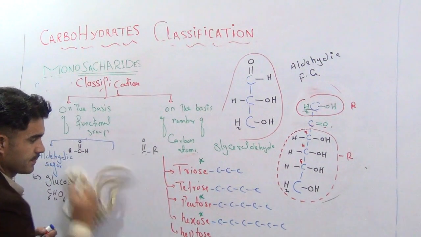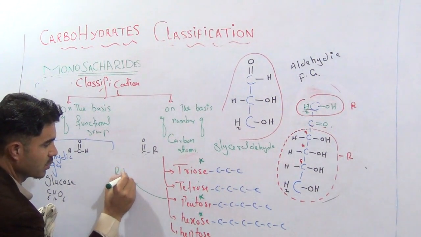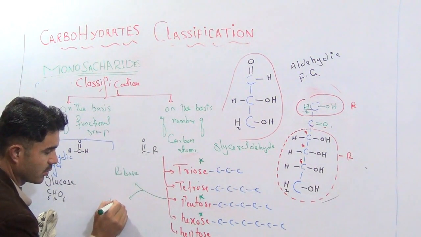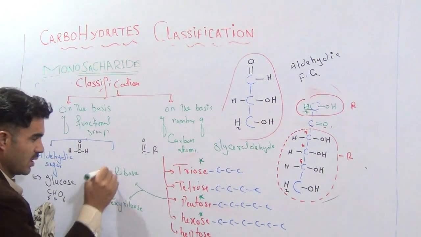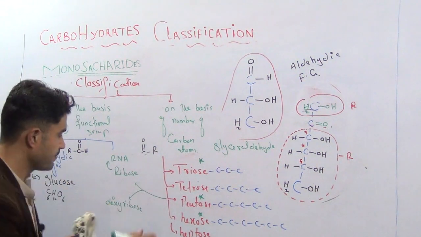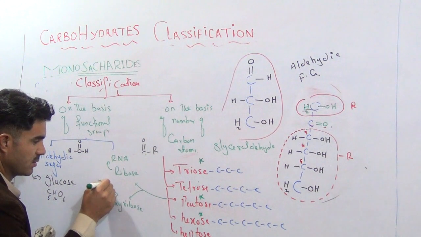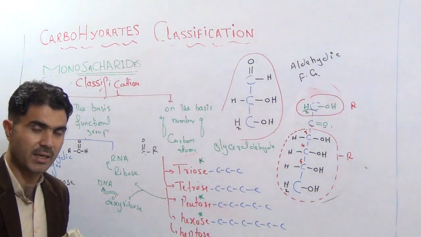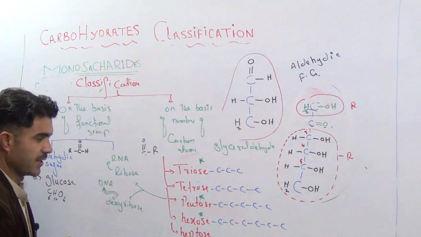In case of pentose, we have wonderful examples, that is ribose and deoxyribose. These two are very good examples of pentoses. Ribose is the part of the RNA, and you will have to wait for my lecture on the RNA. Deoxyribose is the part of the DNA. You will not wait for this because I have already discussed the RNA and DNA in detail in the same channel. So these two are the part of the RNA and DNA.